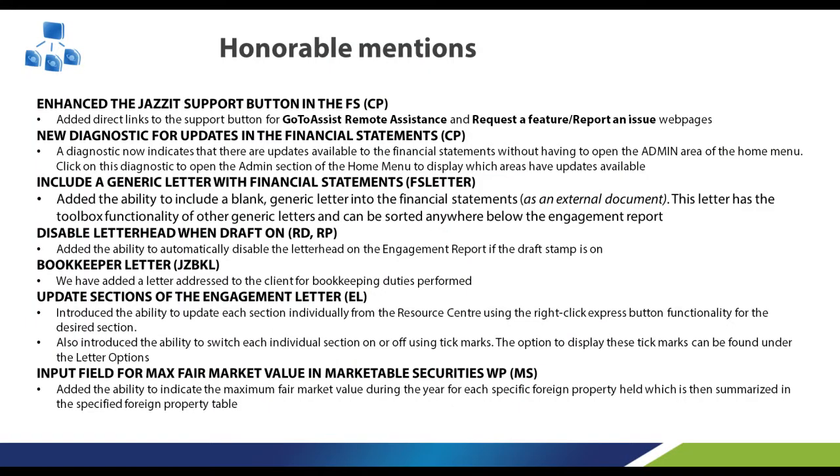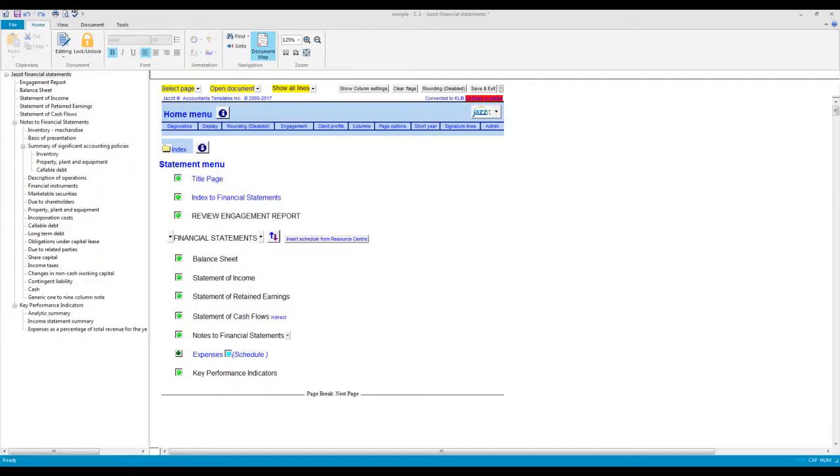Here is a quick rundown of other worthwhile features which have been added to the Jazzit Fundamentals package over the last year. In the home menu, the Jazz Support button has been updated to include direct links to Go to Assist and the Request a Feature Report and Issue web pages. Also, there is a new diagnostic informing the user when there are updates from the Resource Center.